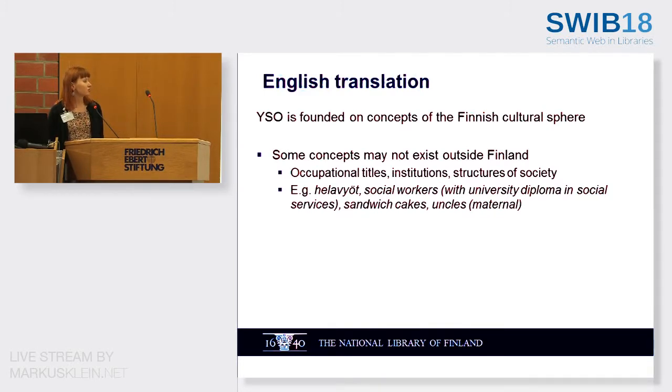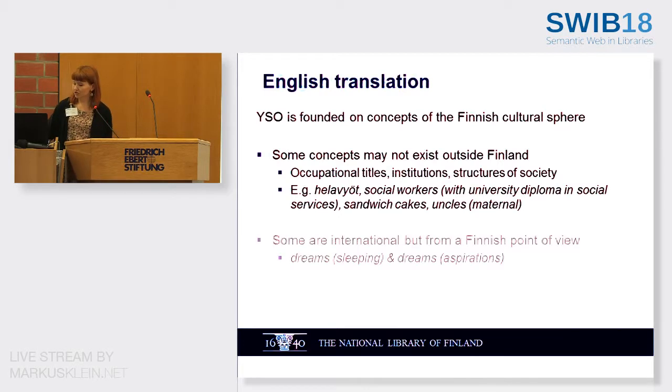They can be names of institutions, structures of society, historical concepts. So with these, we have to try to find a solution that somehow explains the core meaning of the concept. Or we can use the Finnish term as a loan term in the same way that pizza is known as pizza all over the world, although it is an Italian word. And of course, we can also add scope notes and definitions that further narrow down the scope of each concept.